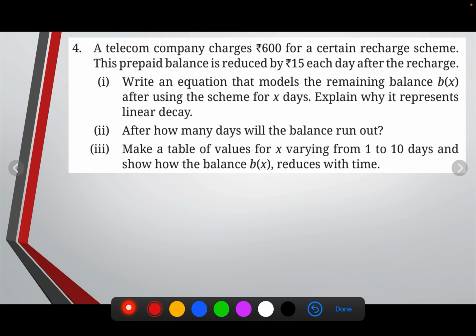The next question. The telecom company charges 600 for a certain recharge scheme. This prepaid balance reduces by 15 each day. Write the equation that models the remaining balance B(x) after using the scheme for x days. So B(x), name of the polynomial, the balance, will be 600 minus 15x. x is the number of days. So 15 is subtracted every day.